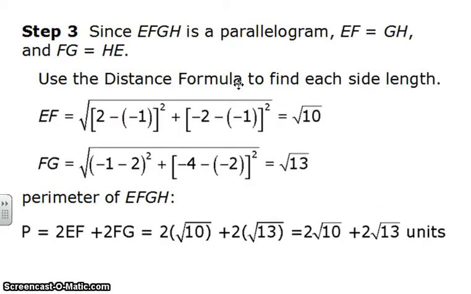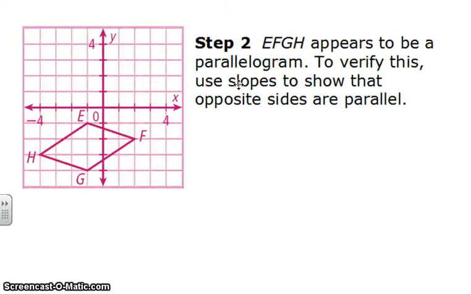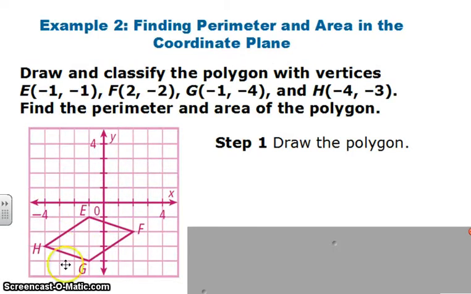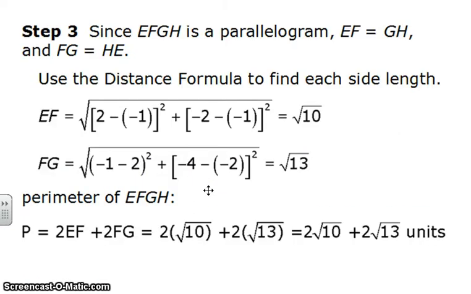Okay, since it is a parallelogram, we can find out if it's a particular type of parallelogram, right? For instance, if all sides were equal, we might call it a rhombus, right? And so on. So let's see what they do here. They're finding that EF is square root of 10 and FG is square root of 13. Oh, they're finding the perimeter. So they simply double each of those lengths, add them together, and the perimeter is 2 square root of 10 plus 2 times the square root of 13.